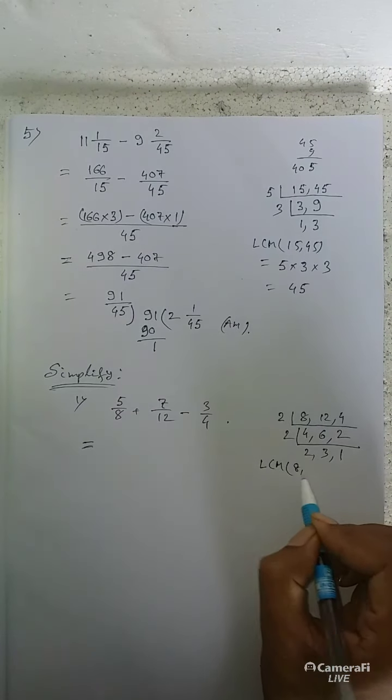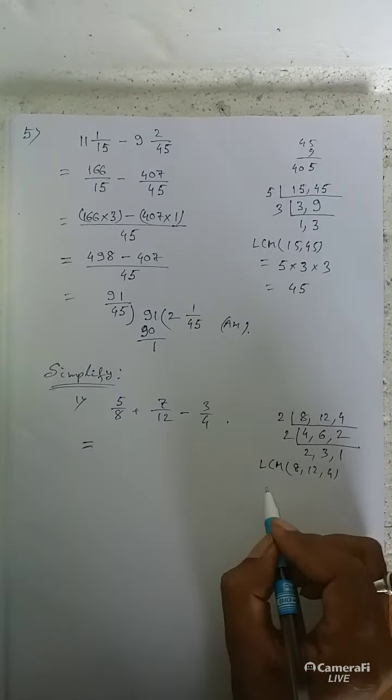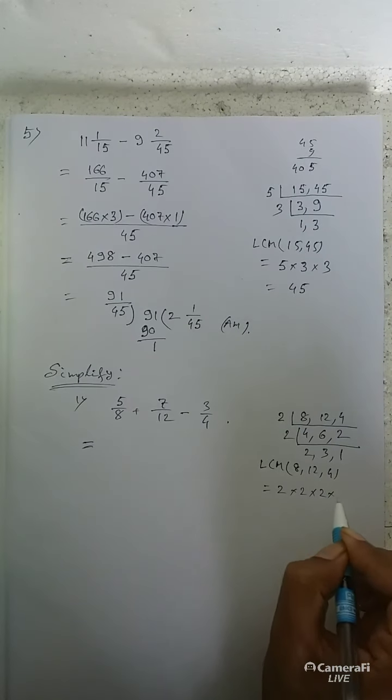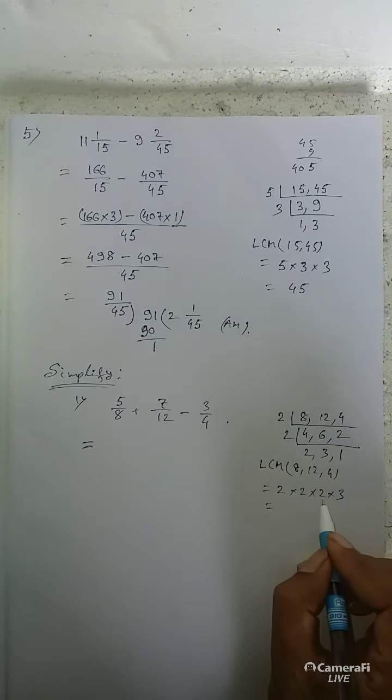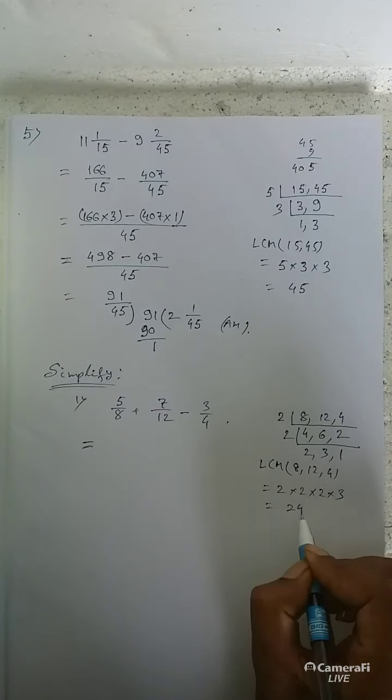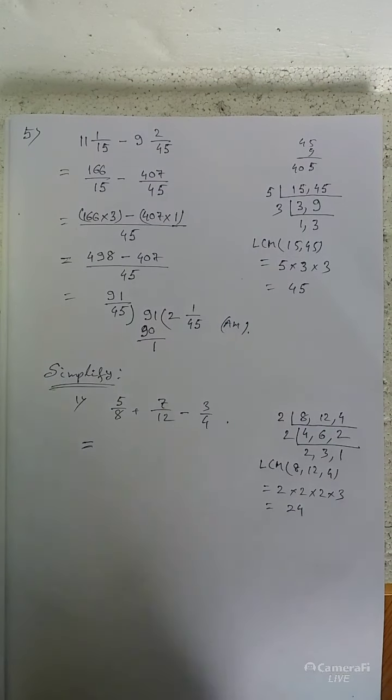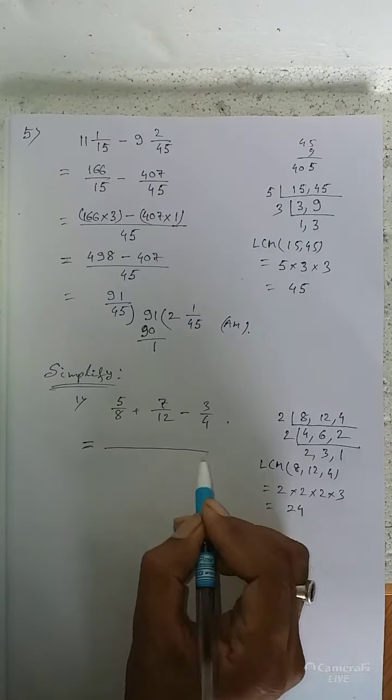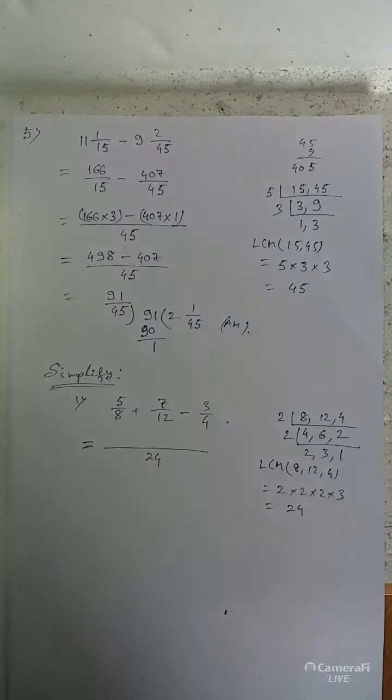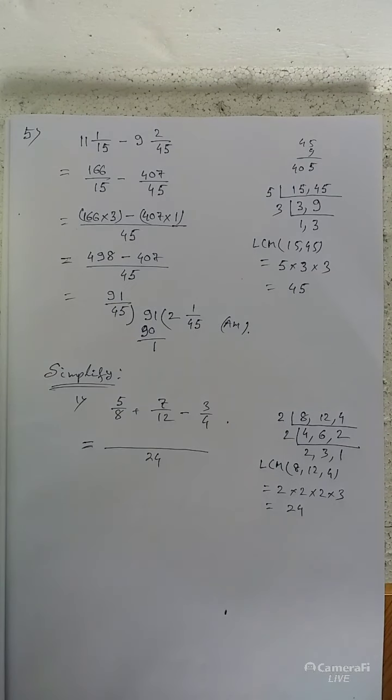LCM of 8, 12 and 4 becomes 2 into 2 into 2 into 3. 2 2s are 4, 2 4s are 8, 3 8s are 24. LCM becomes 24. Let us take the LCM 24. Now divide 24 by each of the denominators and multiply with the corresponding numerator.